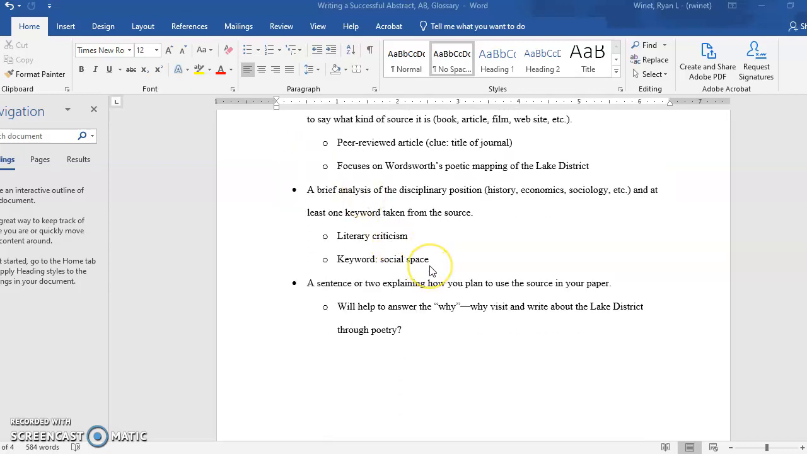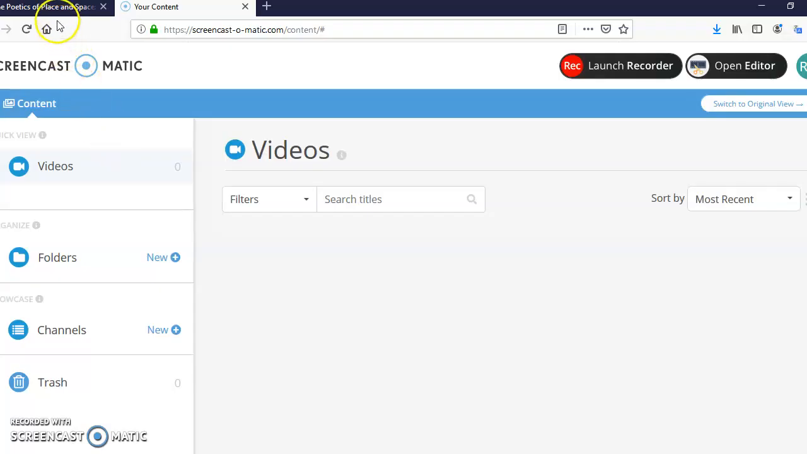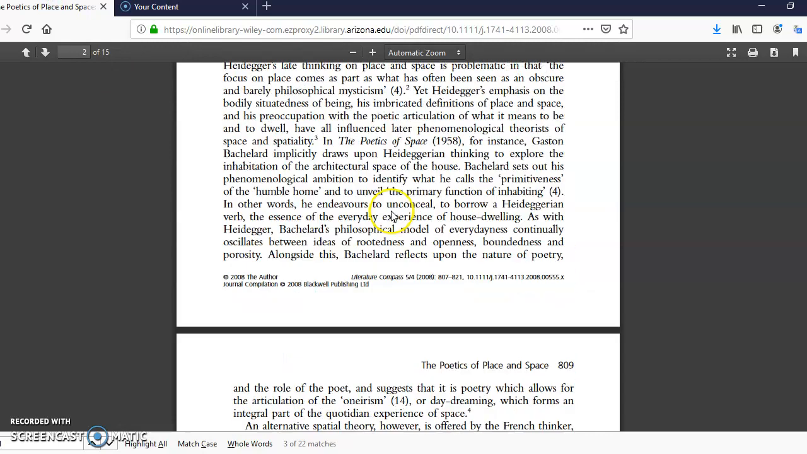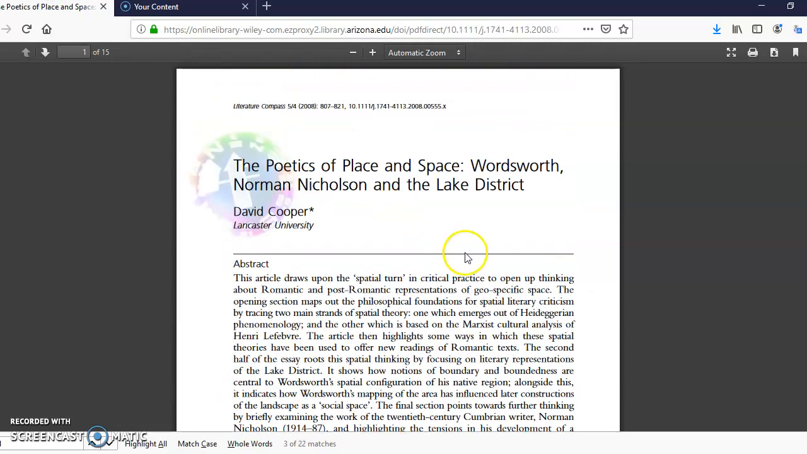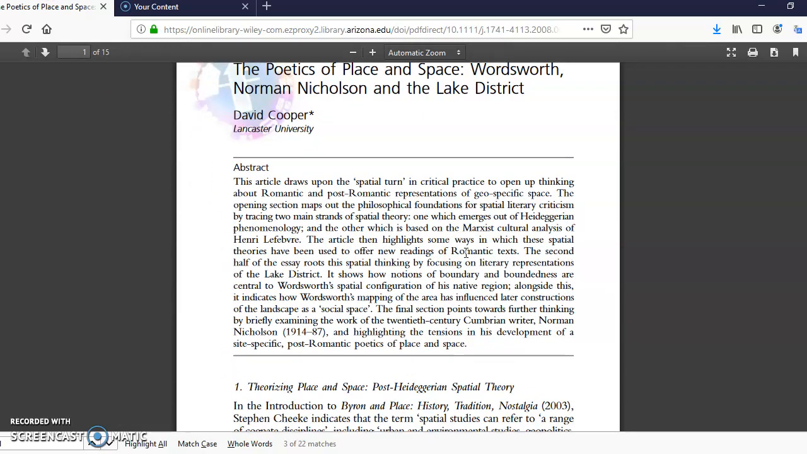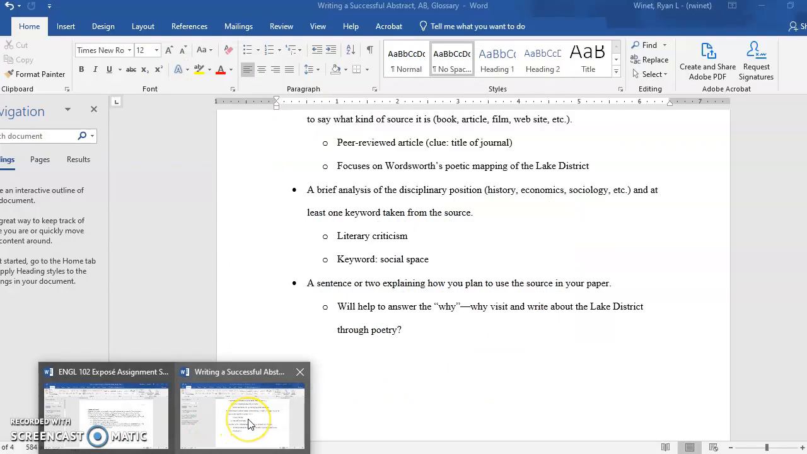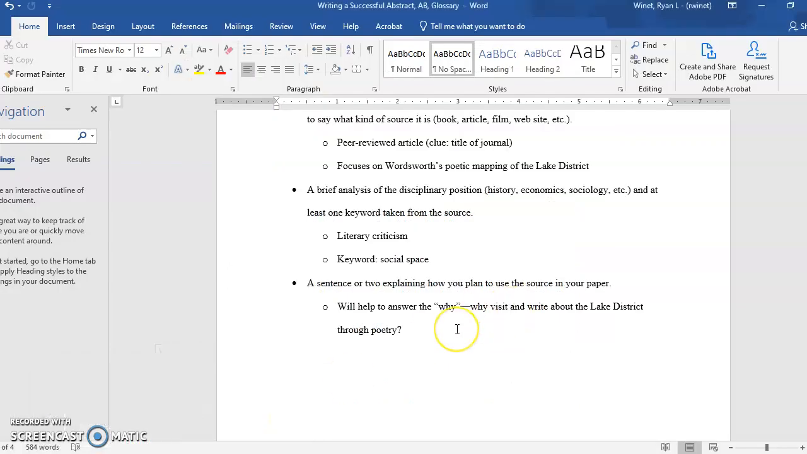The keyword I have taken from this article is social space. And social space actually appears at the very beginning of this article in the abstract. Landscape as a social space. You can see it right there. But I've also found social space throughout the article, and this concept seems like it will be very useful for me to write my exposé.